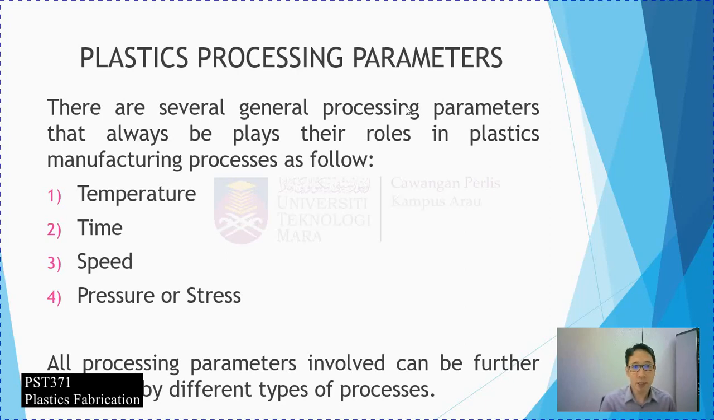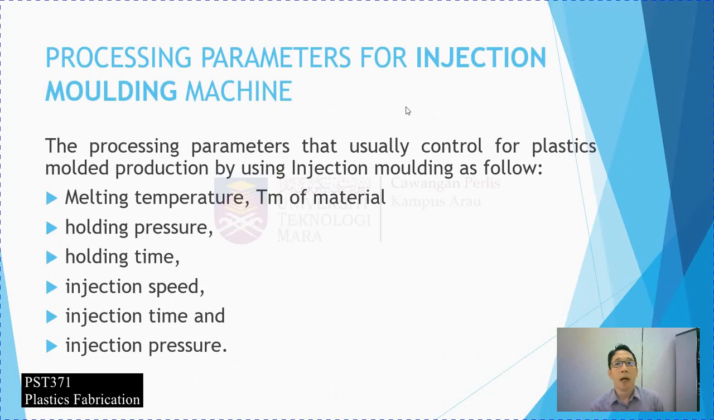Okay, here it says that all the processing parameters involved can be further discussed by different types of process. Some processes may require only two parameters, temperature and time. Some require three: temperature, time, and speed. Whereas for other polymer materials, to produce the final product, you need all the parameters to ensure a good final product.